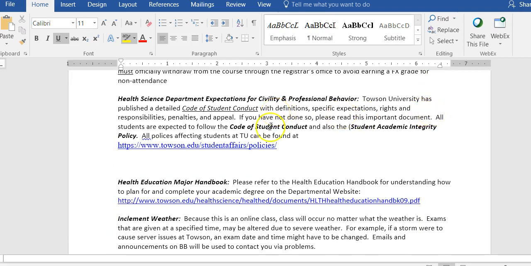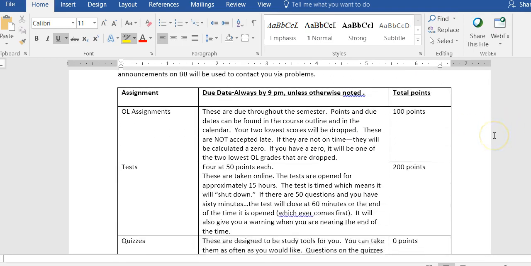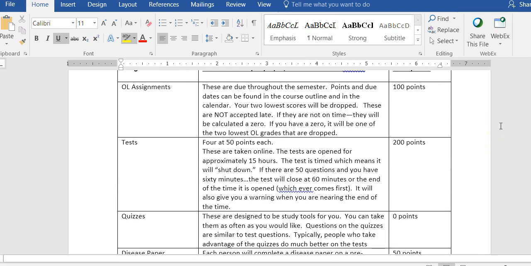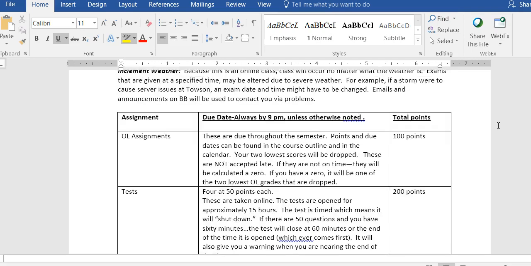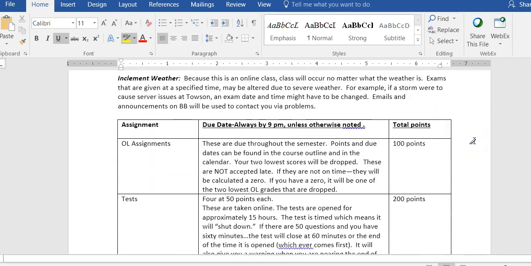Expectations, student code of conduct, again, very important. If you're a health science major, you should check on this link. So most people are really interested in how the grading occurs in this class, so that's where we are in this page. And this is on page number 6.